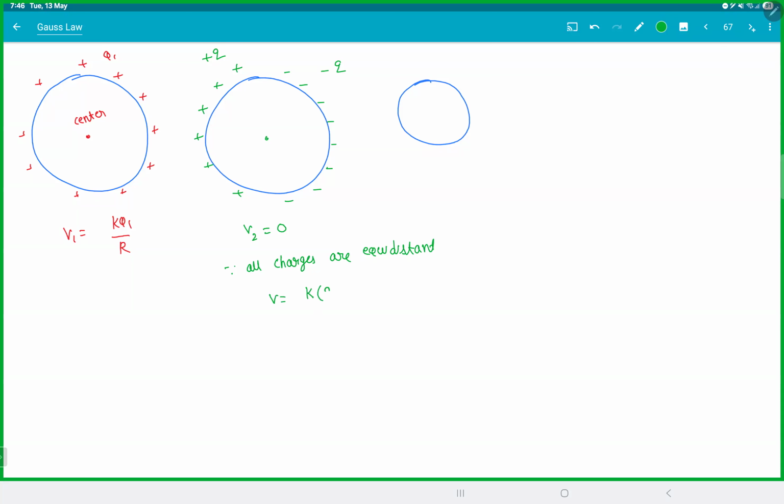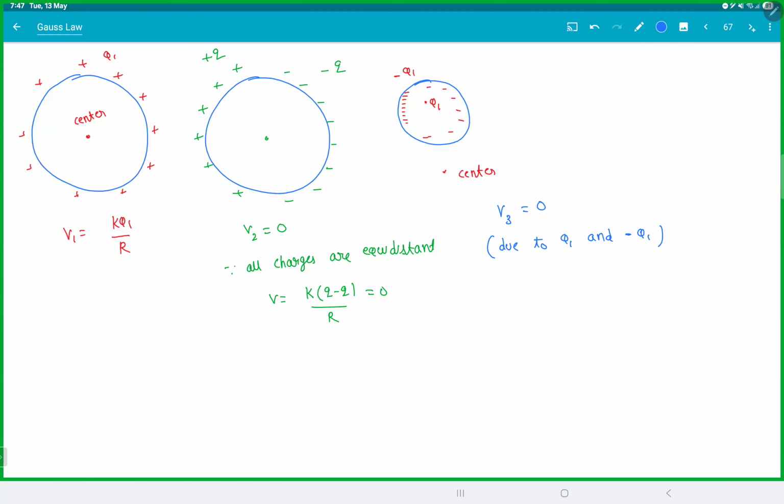And V will be kq minus q by r, which is zero. This will be interesting. So this guy will be non-uniform, minus q1, and this guy is plus q1. The center is somewhere here. And just now we said these two guys will not interact with anyone outside, isn't it? So the potential V3 will be zero. So basically this is due to q1 and minus q1.